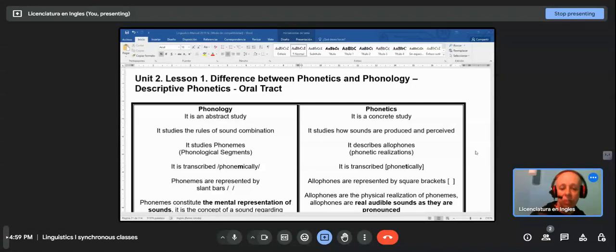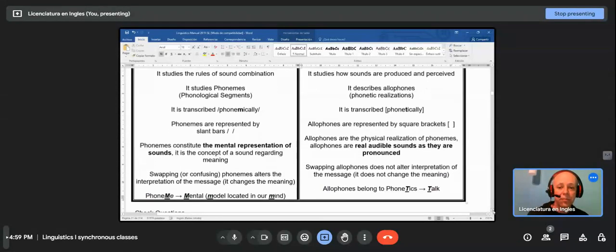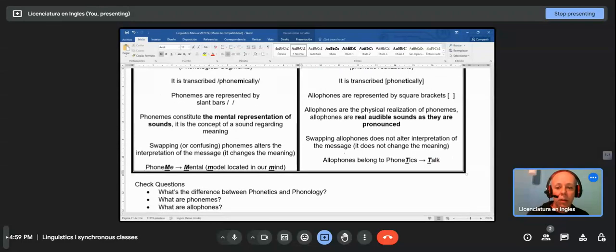Okay. Notice what it says next. Phonemes are represented by slant bars. Allophones are represented by square brackets. Okay. So, what are they? Let's go back, scroll down. So, phonemes constitute the mental representation of sounds, the concept of a sound regarding meaning, and allophones are the physical realization of phonemes. Allophones are real, audible sounds as they are pronounced.